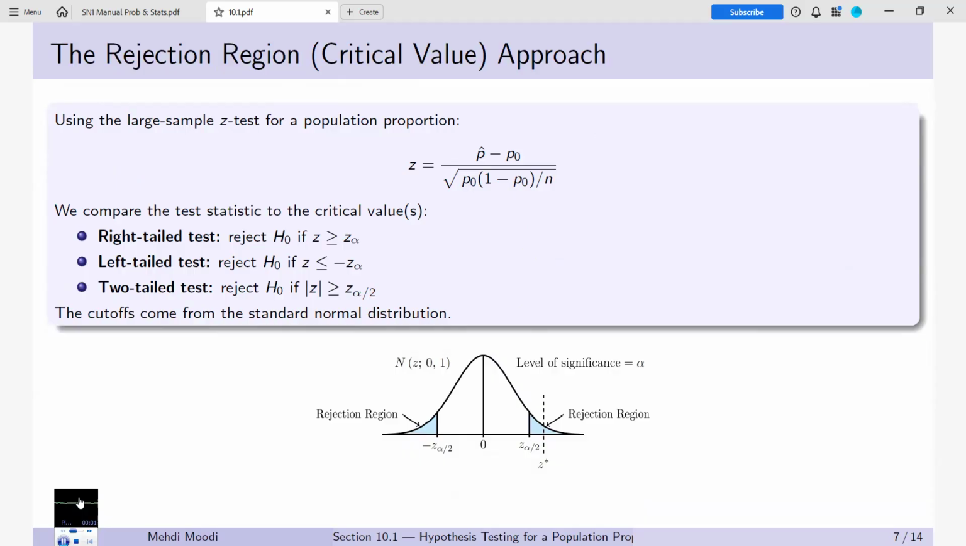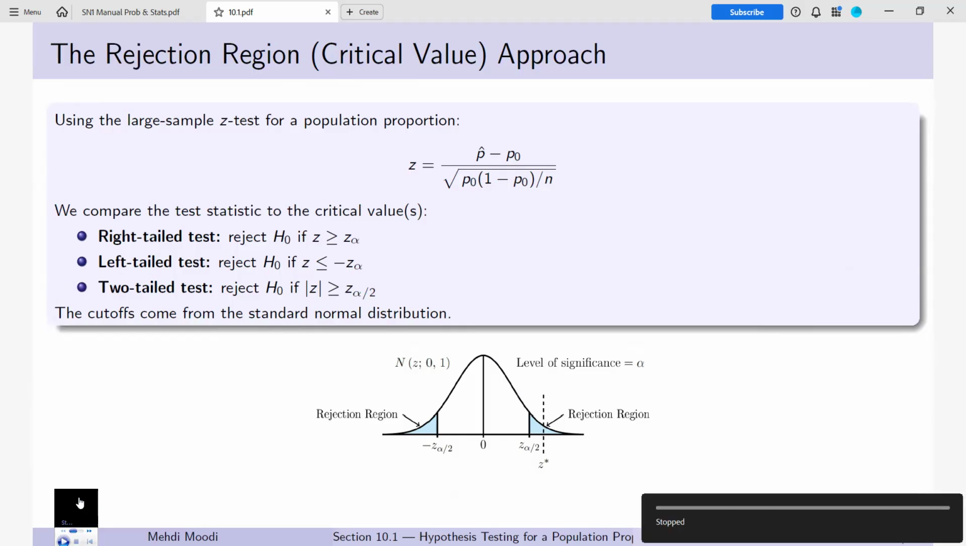The critical value method is the old-school way of testing. Instead of computing a p-value, you draw a line in the sand and see if your test statistic crosses it. Right tail uses positive z-alpha, left tail uses the negative version, and two tails use the symmetric plus or minus values. It's like checking whether your z-score trips the alarm or not. The image shows the two rejection regions for a two-tailed test.